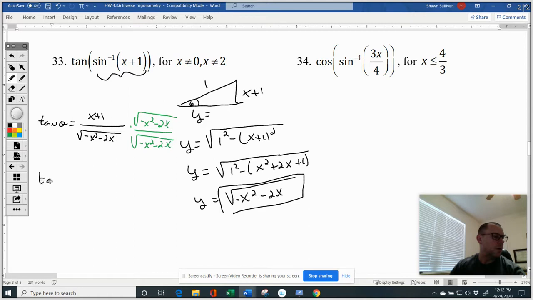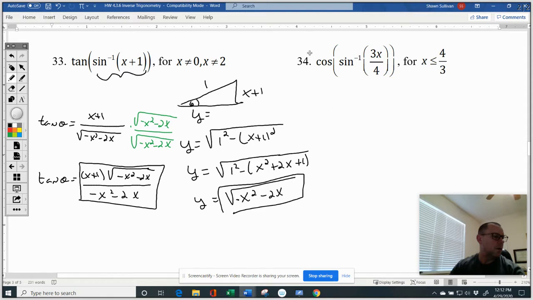So tangent of theta is equal to our original factor, x plus 1. Remember, we're multiplying this whole thing together, times the square root of negative x squared minus 2x, and that's all over negative x squared minus 2x. Done. Those aren't too bad. You just have to remember your triangles. We'll do 34 too, just to do a little bit.